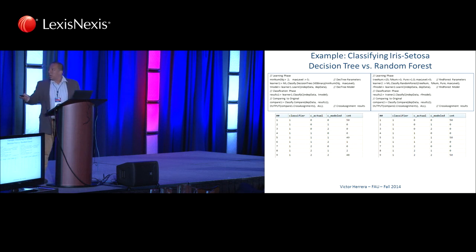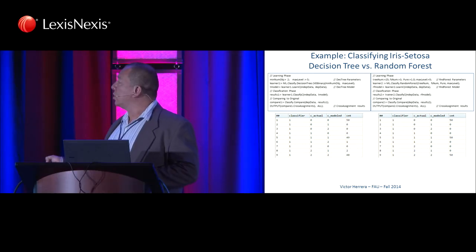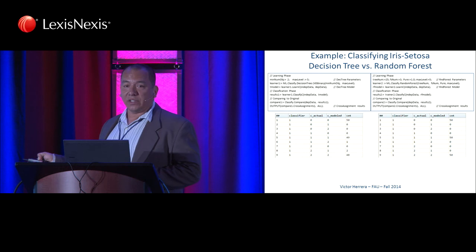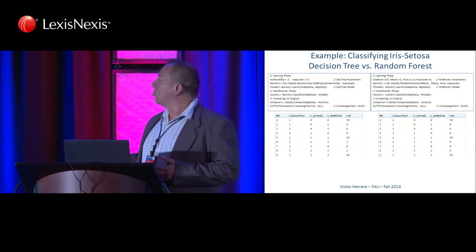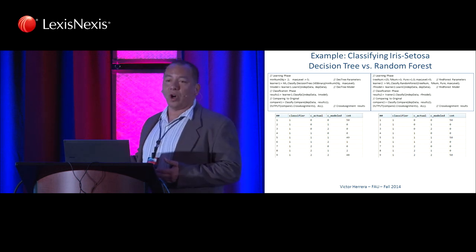So I'm not sure if you can really read it, but this is the result. This is the real class. This is the one that the model gives you after the classification. So for example, with trees, in the first one we got a perfect score. In the second one we have one that was misclassified, and in the third one we have 2 misclassified. With random forest, we got a perfect score for all of them.